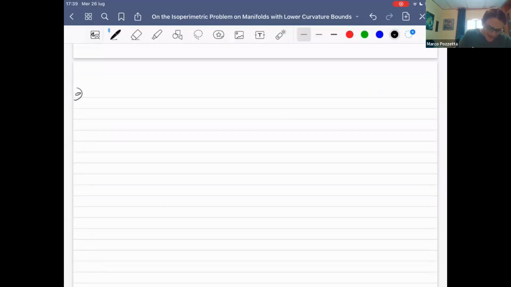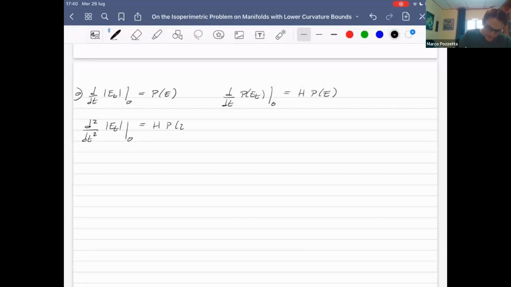So if I take the derivative, for example, of the volume computed at t equal to 0, this is exactly the perimeter of E, right? Because if I take the derivative, a variation of the perimeter of E_t with respect to this variation, this is exactly mean curvature times perimeter. These are classical formulas you can derive looking at any book. And I can also tell you what the second derivative of the volume is, again at t equal to 0, and this is equal to H perimeter.